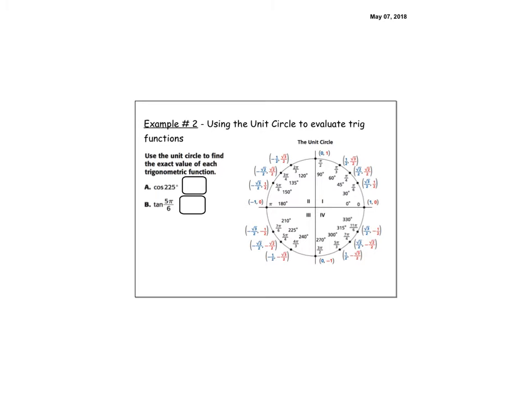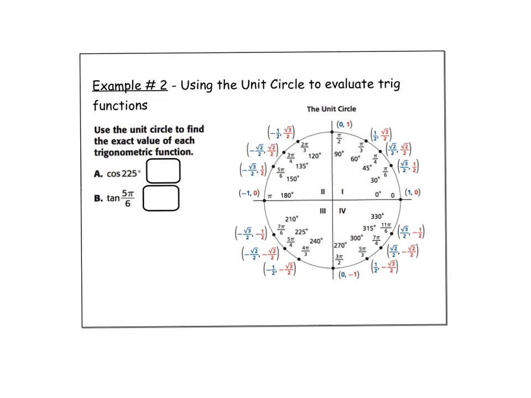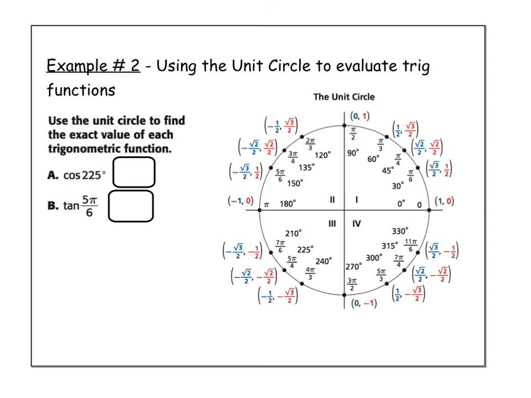Okay, so let's use the unit circle to evaluate exact values of trigonometric functions. Now I've put the unit circle here on the problem just to help us out. Eventually you'll know all these by heart. They're not really hard to memorize, and I'll show you some easy tricks in class to memorize these. But for now, for the sake of just doing this problem, I'm going to give you the unit circle. So the first question is, find the exact value of cosine of 225 degrees.